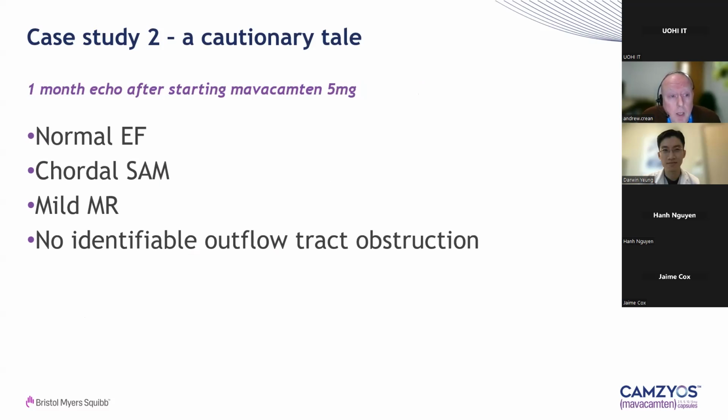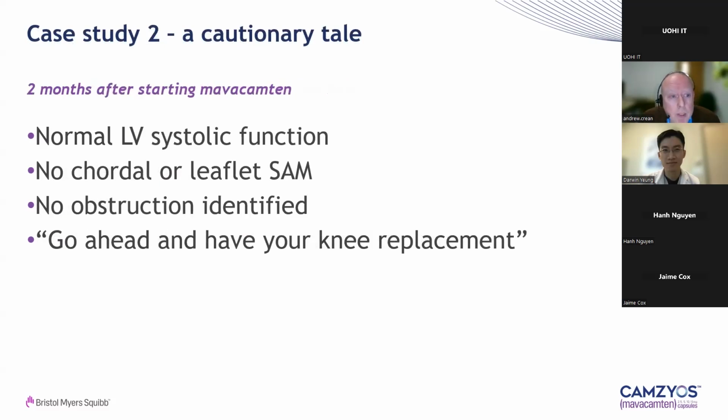After a month, firstly, her ejection fraction was fine. She hadn't dropped too much. She had a bit of caudal SAM, but she didn't have a Valsalva gradient anymore, and she just had mild mitral regurgitation. She was starting to feel a change in her symptoms and improvement. Two months later, same again, systolic function is still normal. She doesn't have any caudal SAM anymore, and she certainly doesn't have any leaflet SAM.